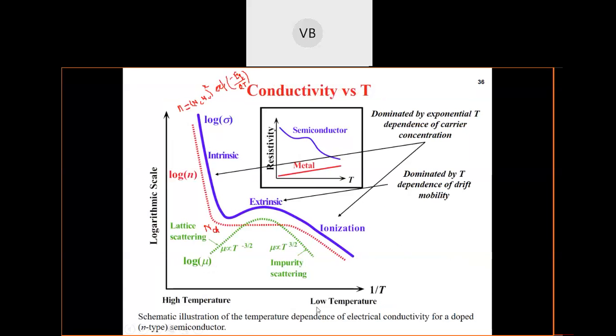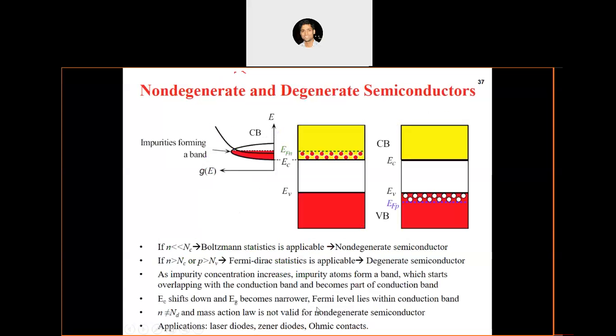Okay. Let us go ahead. So now let us introduce a new, I mean, not a new concept, actually we have already taken this assumption. There can be two types of semiconductors: non-degenerate and degenerate semiconductors. Whatever we have discussed so far, we have discussed non-degenerate semiconductors.